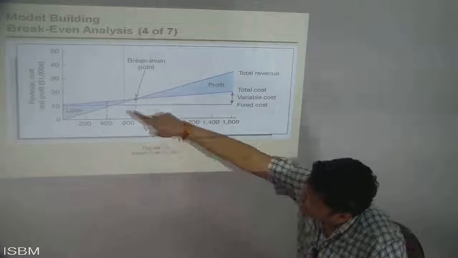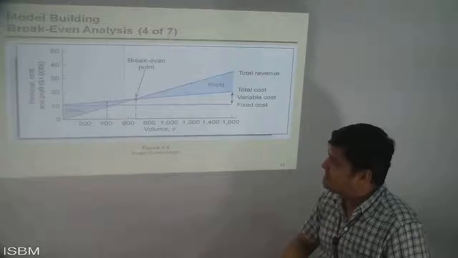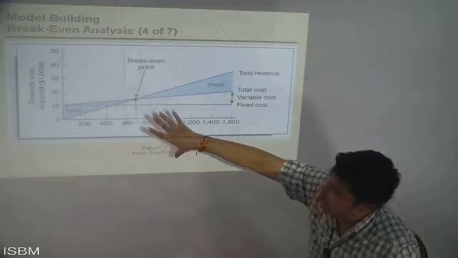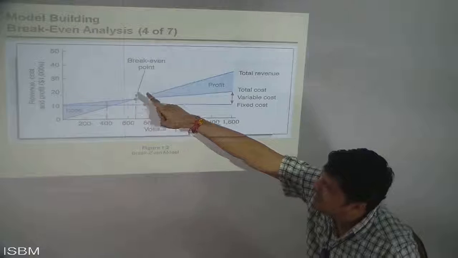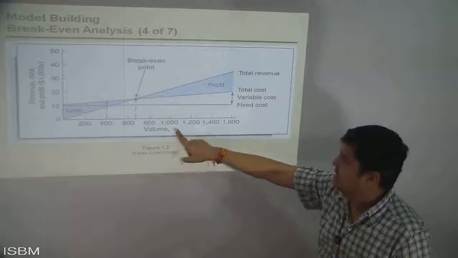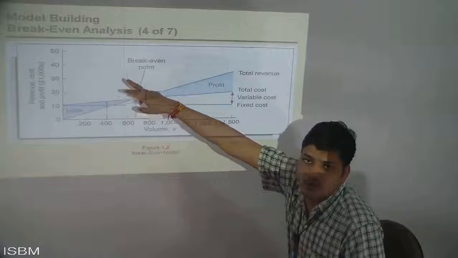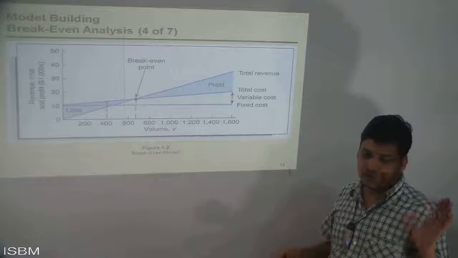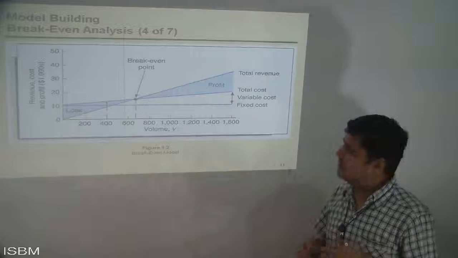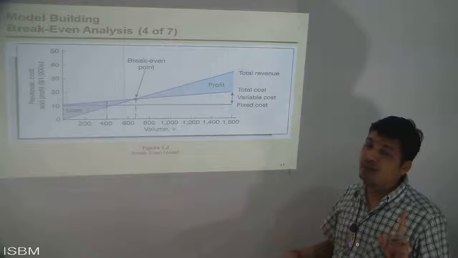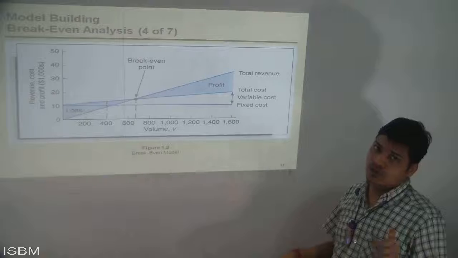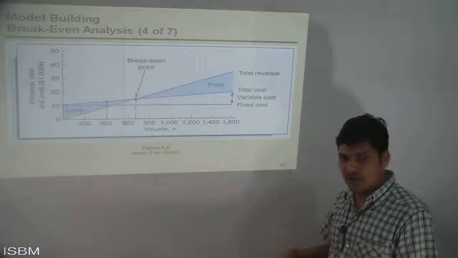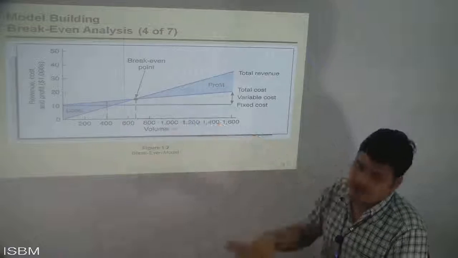So here is the volume and there is the revenue cost. We have plotted the graph between volume and the revenue, cost and profit. You can see that there is $1,000 and this is the volume. This is the cost over there. And the break-even point is when the total revenue is equal to total cost, at the point where the profit is zero. This is the break-even point.